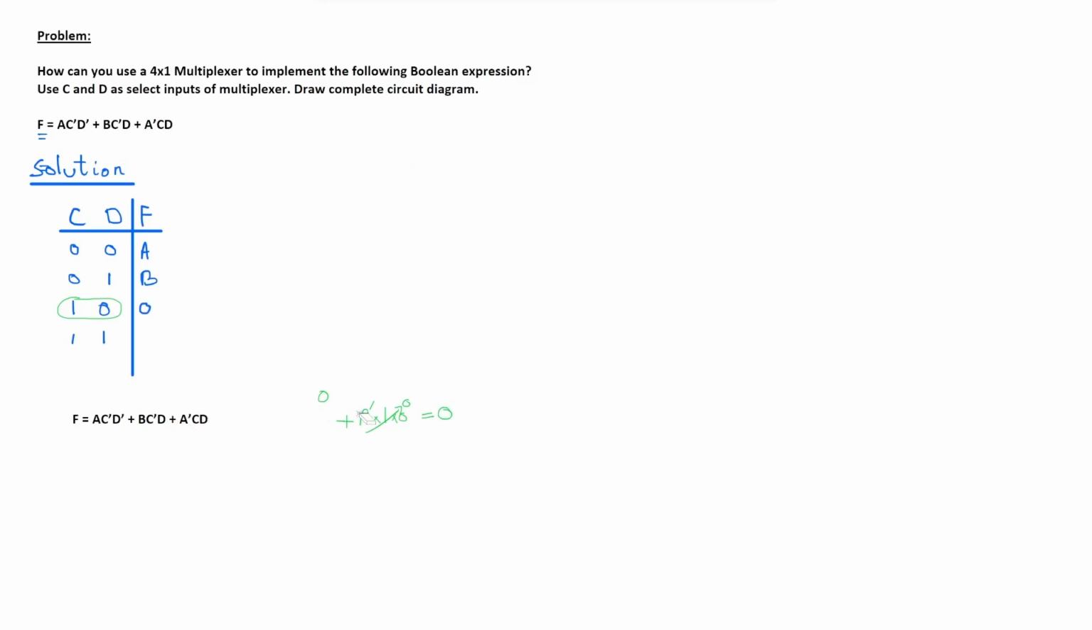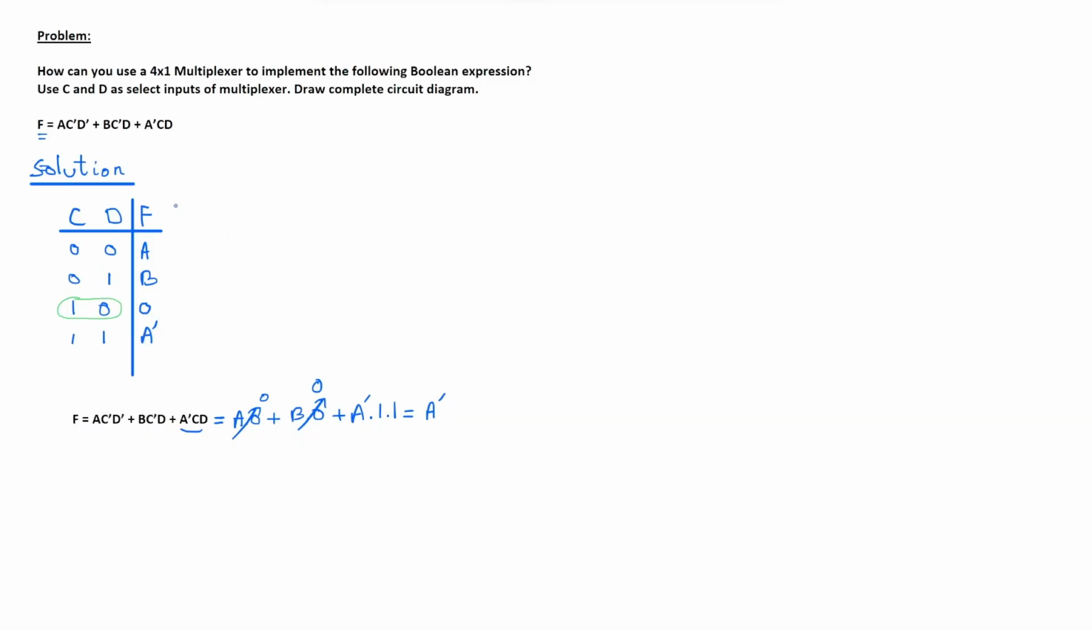Now let's see the last case, when C is 1 and D is 1. So this will be equal to A multiplied by C prime, and since C is 1, C prime is 0, so this will be gone. Plus B multiplied by C prime; C is 1, so C prime is 0, so this will be gone. We don't have to look at the rest. Plus the last term, we have A prime multiplied by C, which is 1, multiplied by D, which is 1. So this will be equal to A prime. So from this case, we will pass A prime to the output.